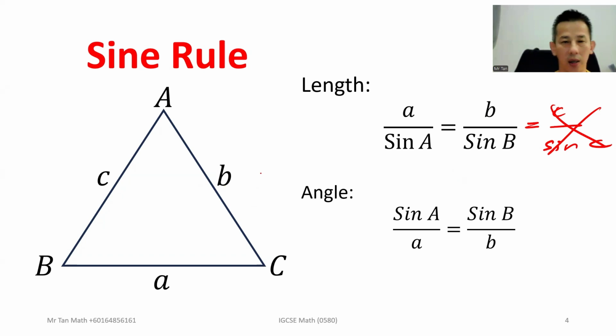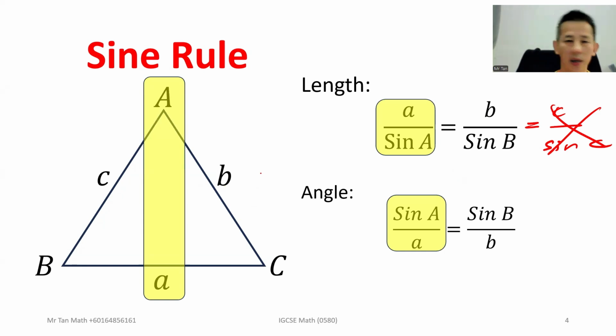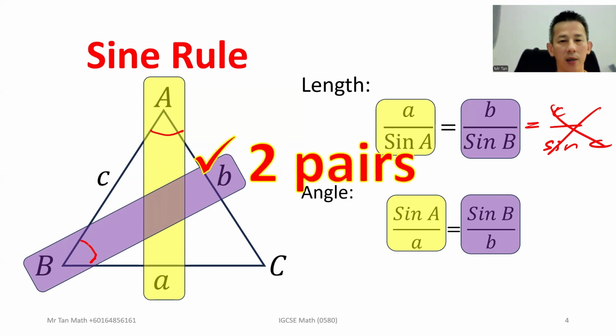B over b. Okay, if you look closely at the formula itself, where we have a over sine A or sine A over a here, that will create a pair. A is the angle, and small a is the length. And we also have b over sine B or sine B over b. These will create another pair. B will be the angle, and the small b will be the length. Okay, for sine rules, you only need 2 pairs.